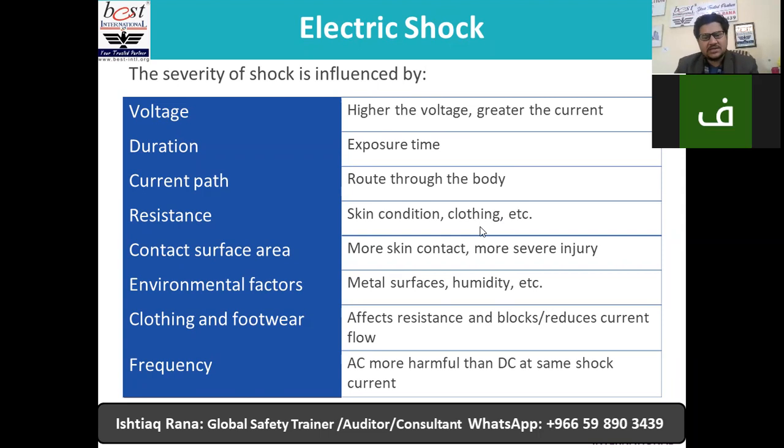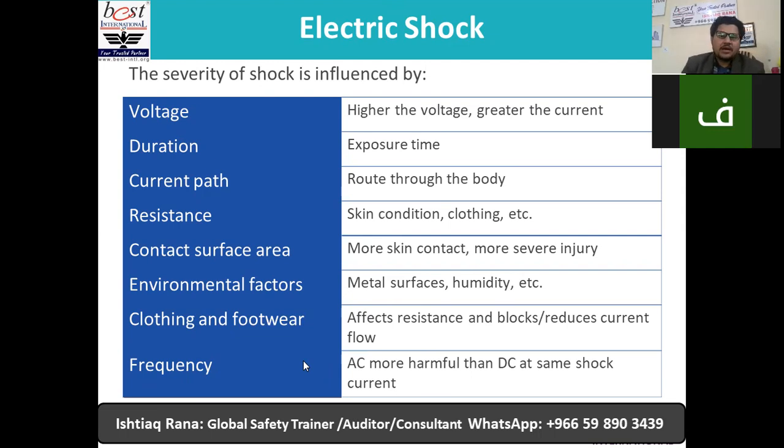Now, clothing is another critical element. Contact surface area: more skin contact, more sweating. Environmental factors, like if metal surfaces are there, and humidity also. And clothing and footwear affect resistance and reduce current flow. And frequency: AC is more harmful than DC at the same shock level.